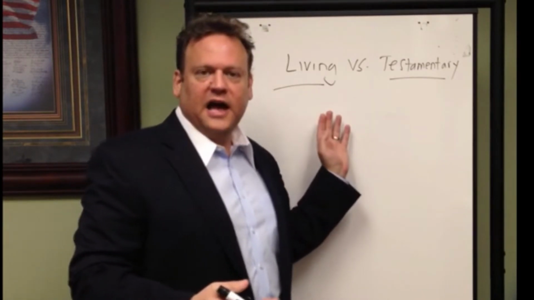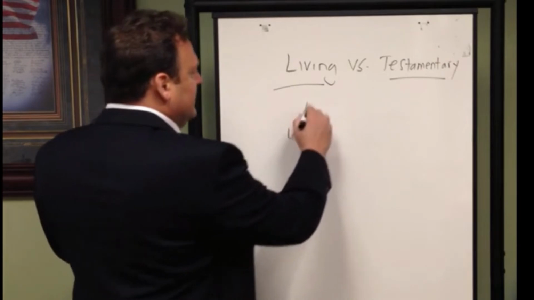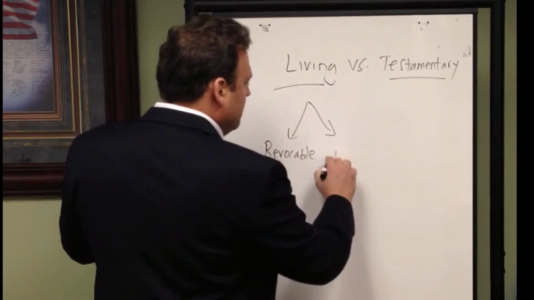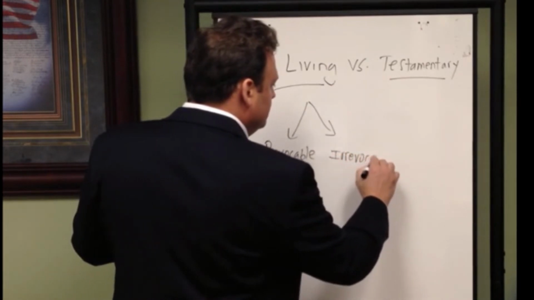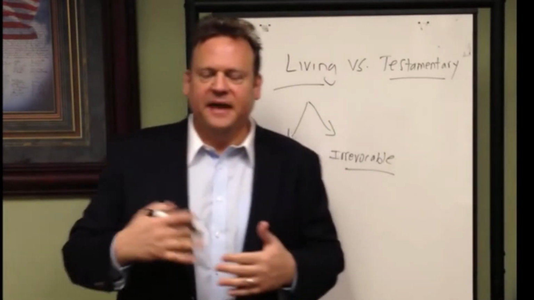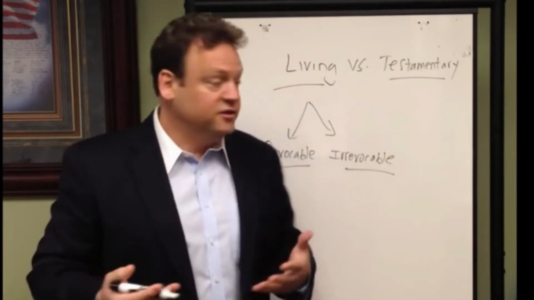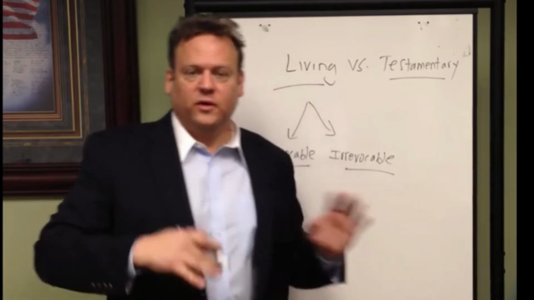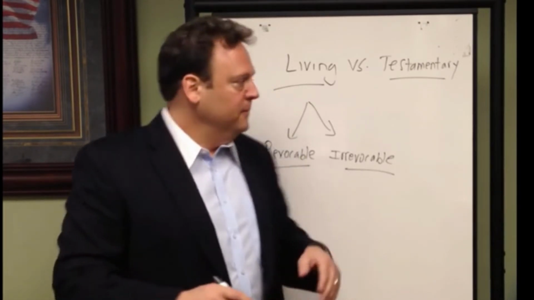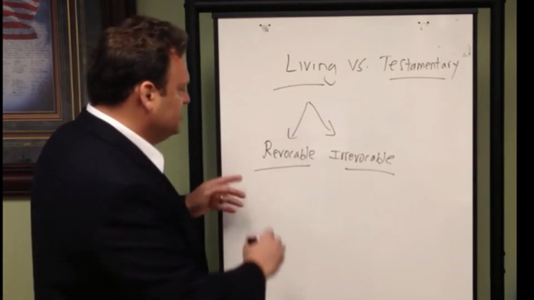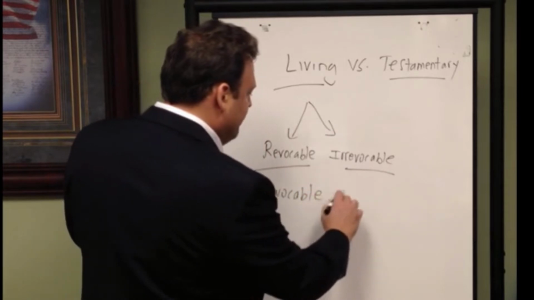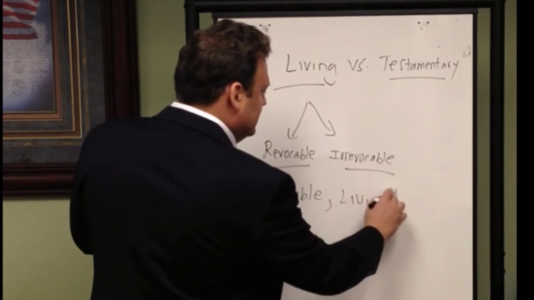So if you create it while you're alive, it's a living trust, and living trusts can be either revocable or irrevocable. So you can create a trust that you can take back, change, and then modify, do anything you want it to. That's revocable, or it's irrevocable. Once you set it up, that's it. You can't change it, can't take it back, and so forth. A revocable living trust is a trust that's created while you're alive and is revocable.